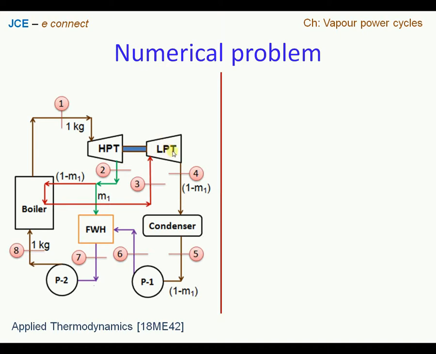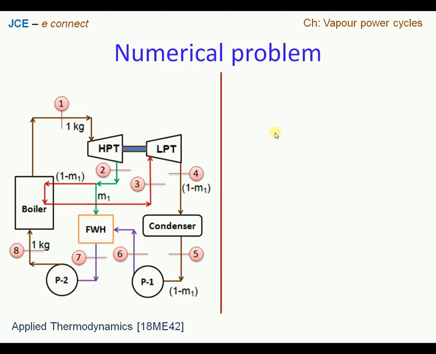and then it will be directed to the low pressure turbine. The same quantity of steam will be condensed in the condenser, and through pump 1 the feed water will be pumped to the regenerator. At the regenerator, the fraction of steam which is tapped out from the high pressure turbine will mix with the feed water at section 6, and 1 kg of working fluid will emerge from the feed water heater or the regenerator, and using pump 2 the feed water will be pumped again to the boiler and the cycle continues.